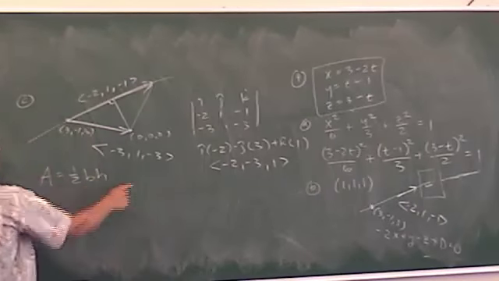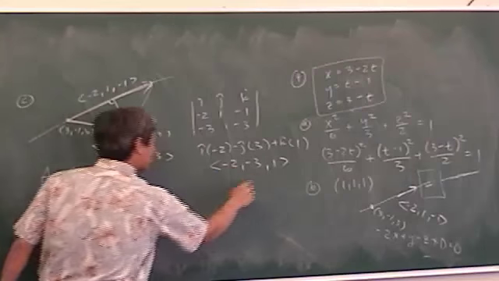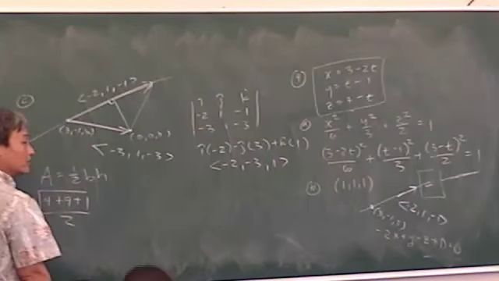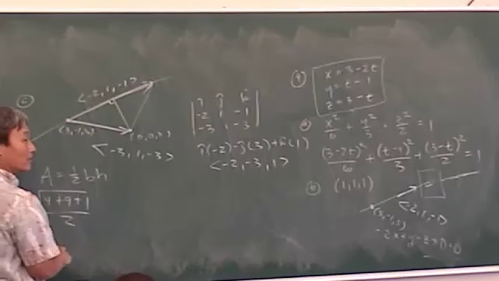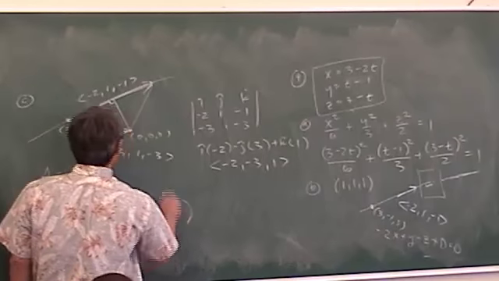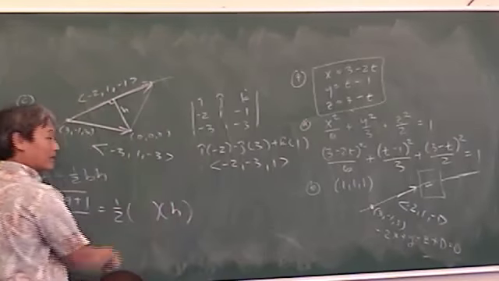So what's the length of that vector? The square root of this squared plus that squared plus that squared. So 4 plus 9 plus 1 over 2. That's the area of the triangle. But the area of the triangle is equal to 1/2 base times height. So if we can figure out the base, then we can figure out the height.